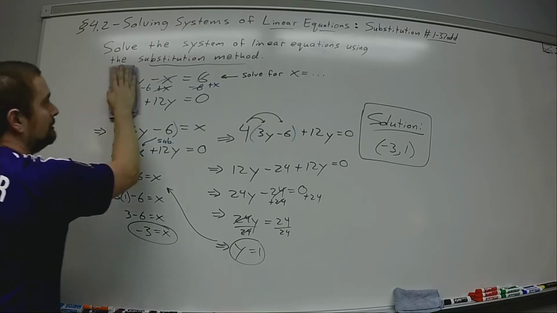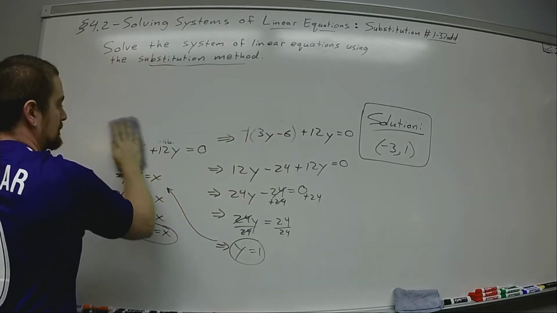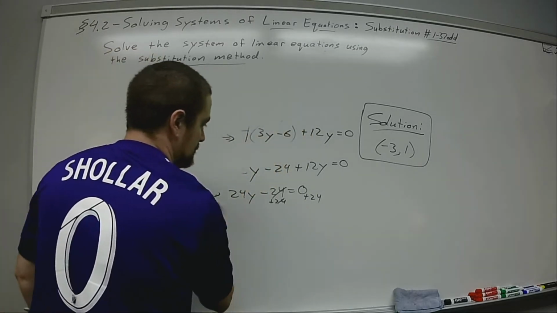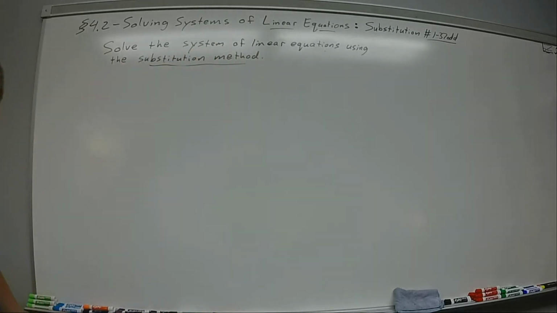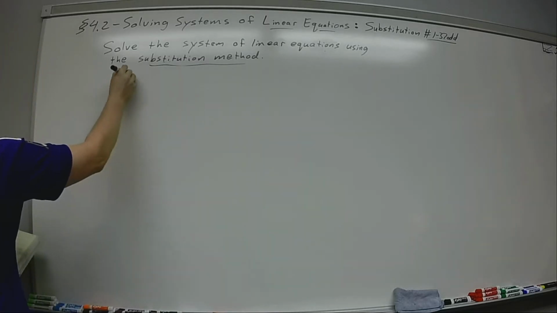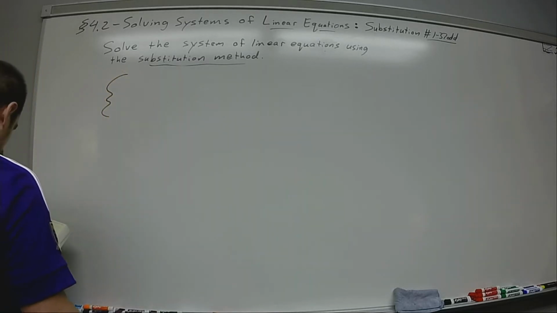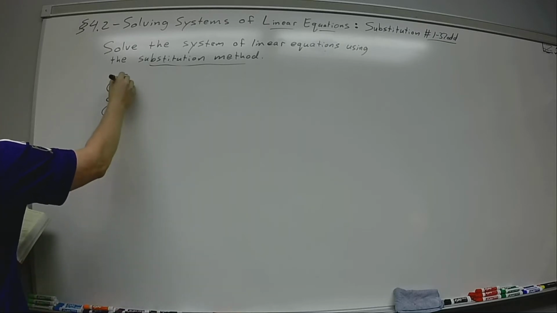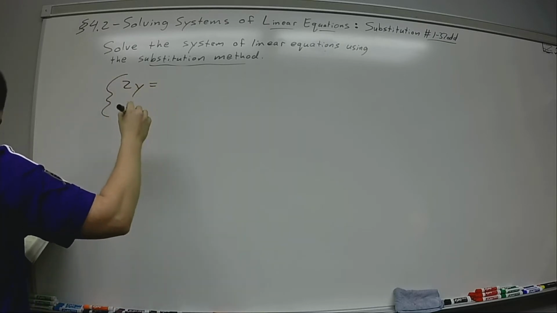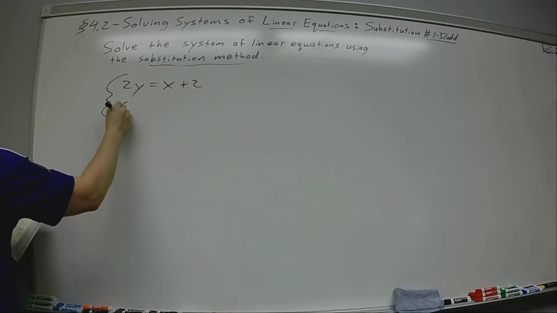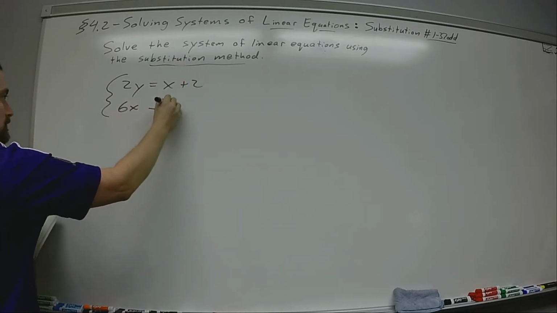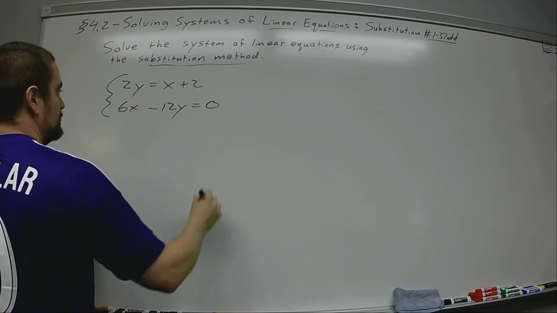And we'll do another one. Something funny might happen with this one, fair warning. Here's our system. 2y is equal to x plus 2, and 6x minus 12y is equal to 0.